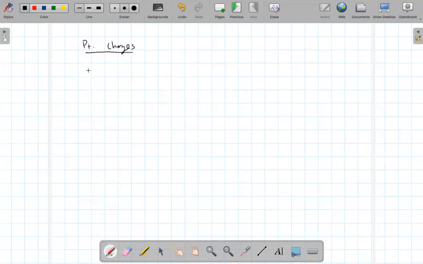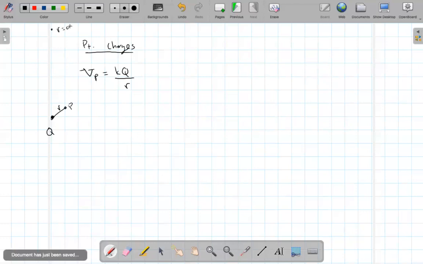So for a point charge, this tells me that my potential at any point is equal to KQ divided by R. Now, technically this is the potential difference between the point R and spatial infinity. So if my charge Q was sitting here, and this is my point R, a distance away, then this is the potential at this point relative to this point out here where R is equal to infinity, where the potential is equal to 0.